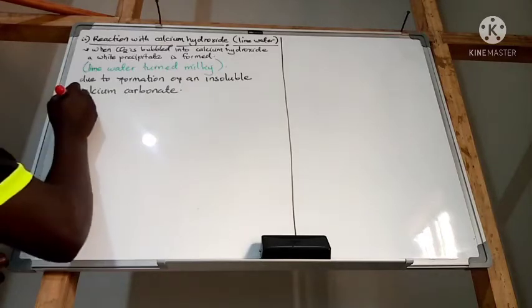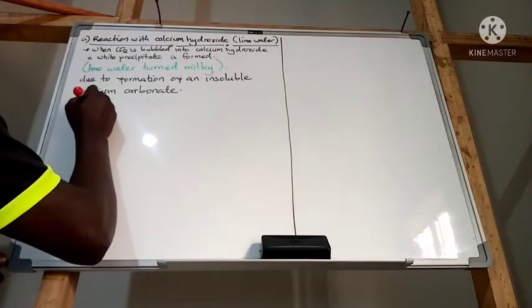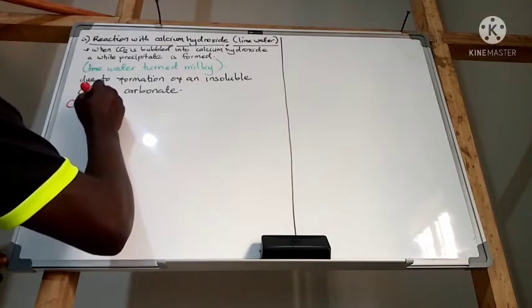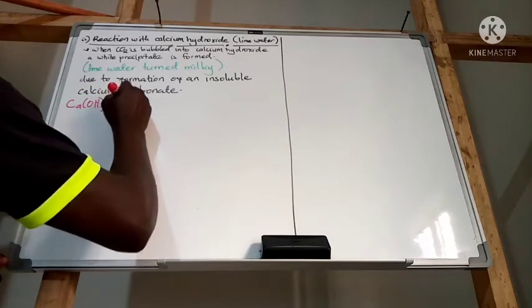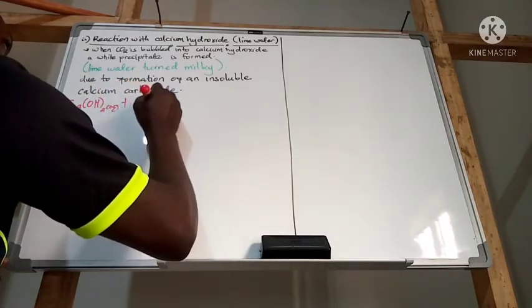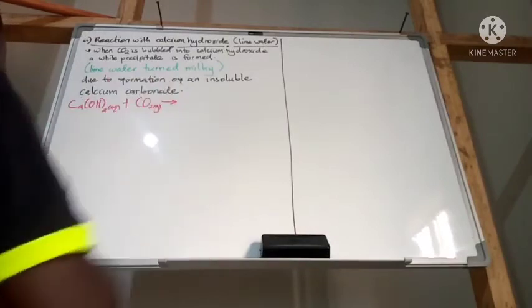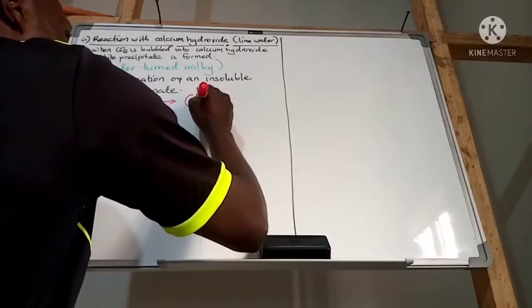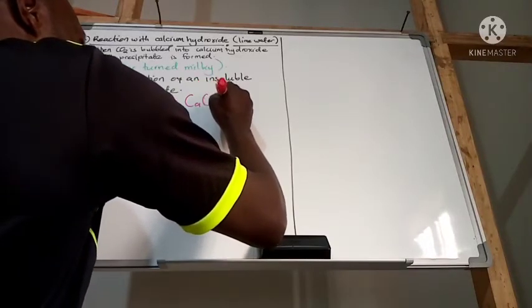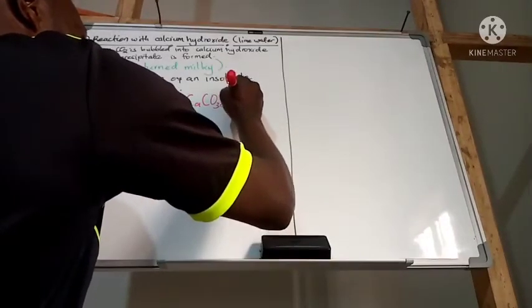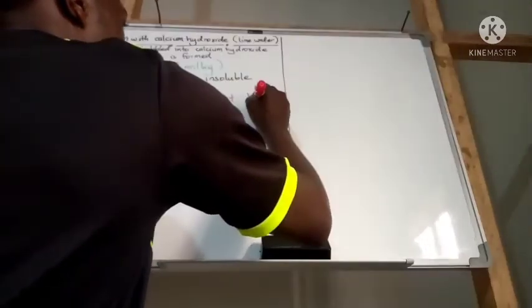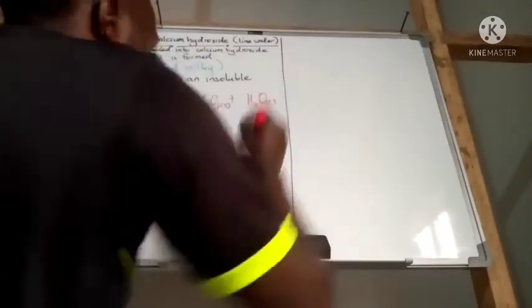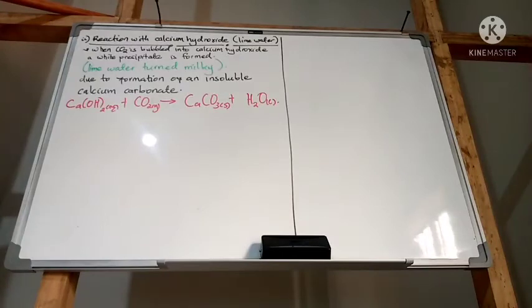So calcium hydroxide, by show of an equation, reacts with carbon dioxide gas, and the resultant is going to be calcium carbonate. Because it is insoluble, we are representing it with a solid state. And lastly, water. Make sure whichever equation you write is balancing.